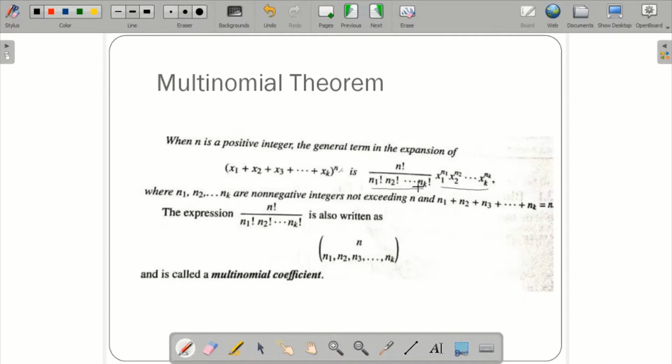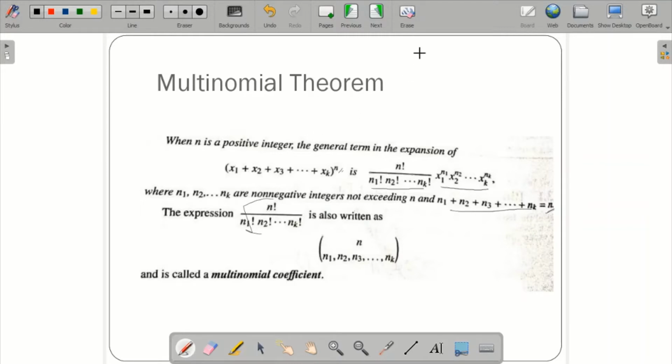and remember that whatever these n1, n2, n3, and so on till nk are, they should not exceed the value of n. So the addition of all these terms should be equal to n. Remember that they are not exceeding n, and n1 plus n2 plus n3 and so on till nk is equal to n. This expression is also written this way, and this is nothing but the multinomial coefficient of these terms.